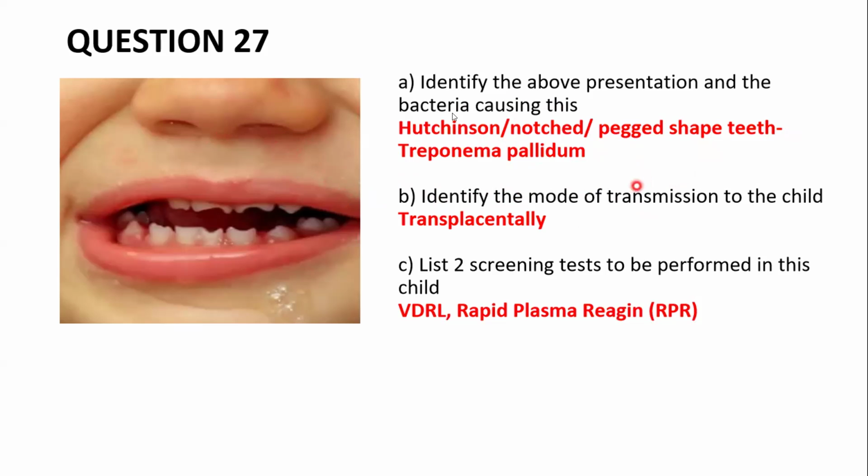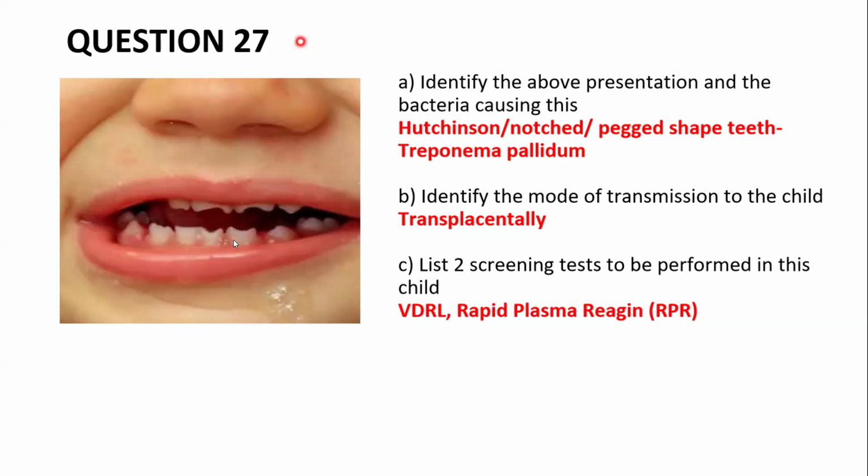And then they're asked to list two screening tests to be performed in this child. Now, before we even mention the screening test, I want us to go through congenital syphilis because it can be asked in very different ways. You can see this patient, they have the notched teeth. You can be given a patient with what we call saber shins. Basically, the shins have a very different appearance. Saber shins, okay?